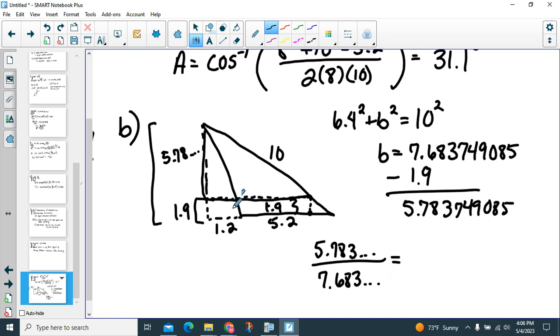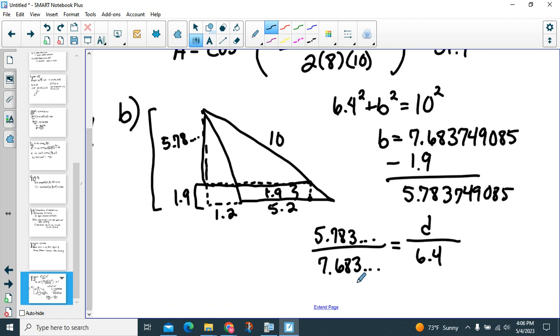All right, that has to be equal to this piece, which is what I'm looking for, that distance, over this whole big piece here, which we know is 6.4. So now I just multiply both sides by 6.4, and when I do that, I get the distance is equal to 4.817439..., which to 3 sig figs, we can just say 4.82 meters.